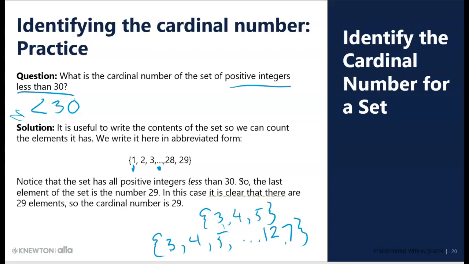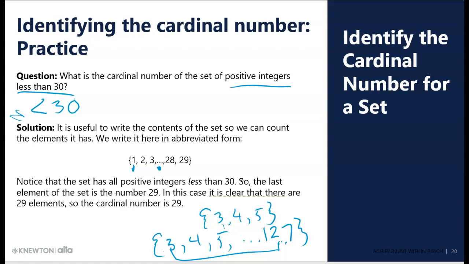It says the last number in, so you want to do the last number in the set minus the first number not in the set. So you do 127 minus 2, you get 125. Or you do 127 minus 3, you get 124, and you have to add 1 to get 125. Just keep that in mind.